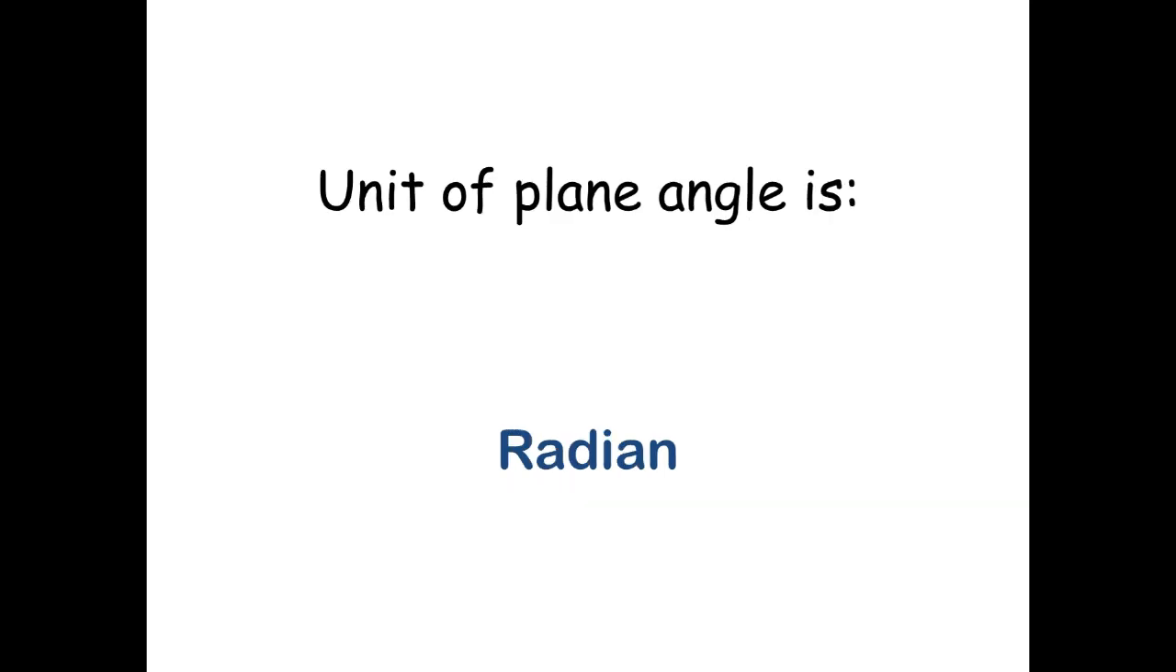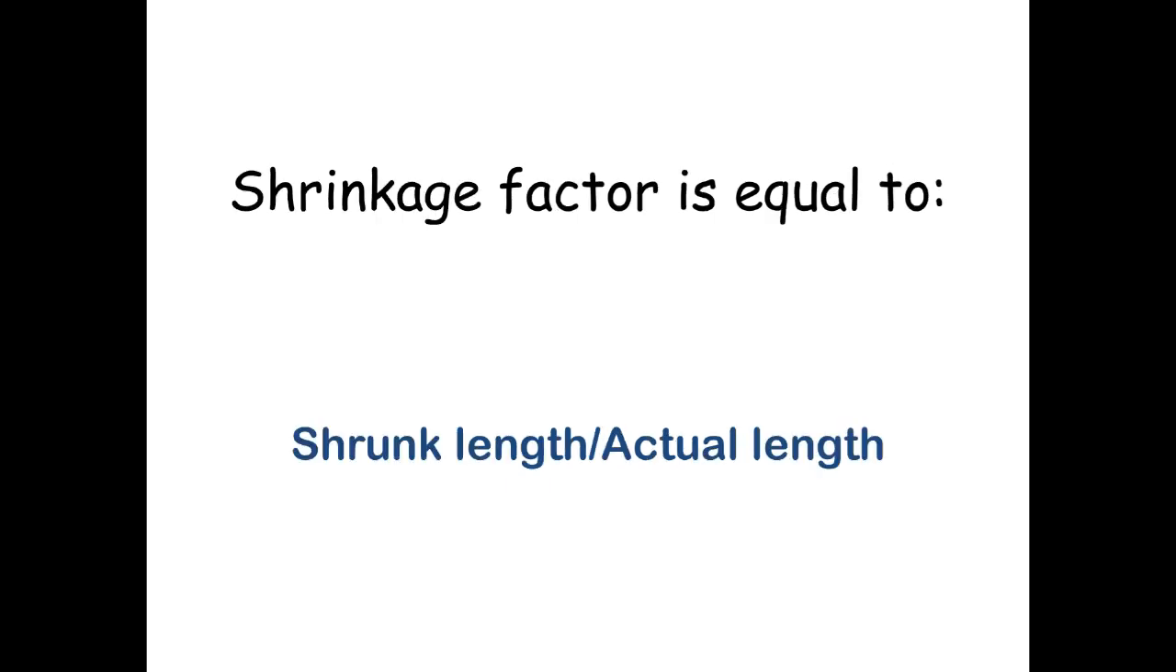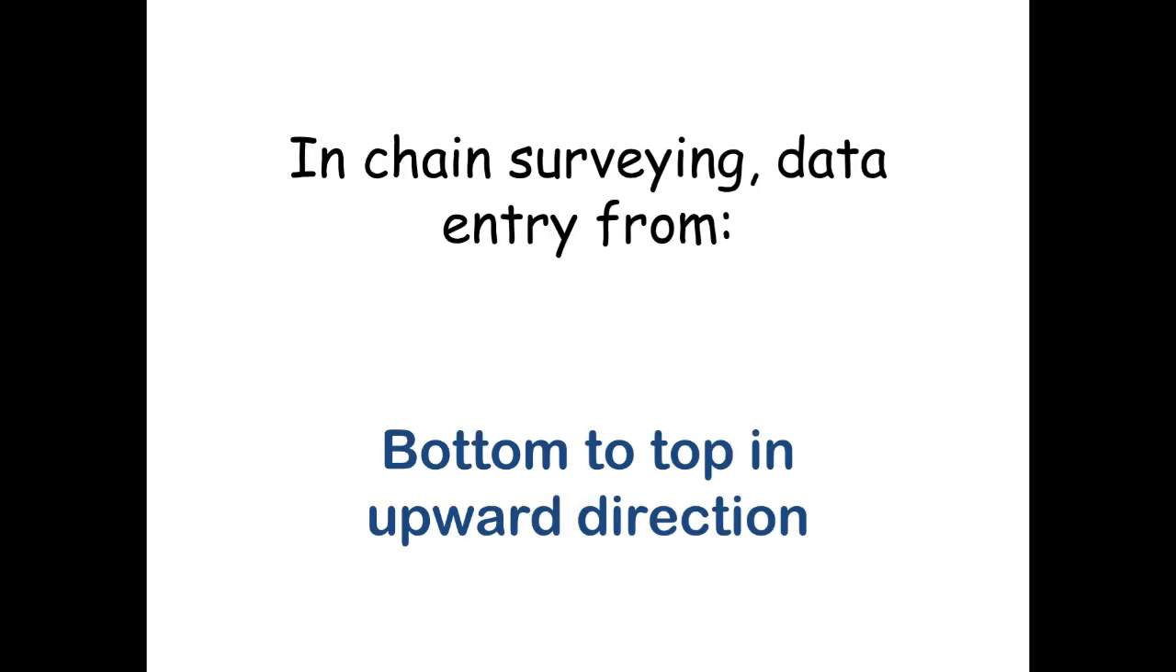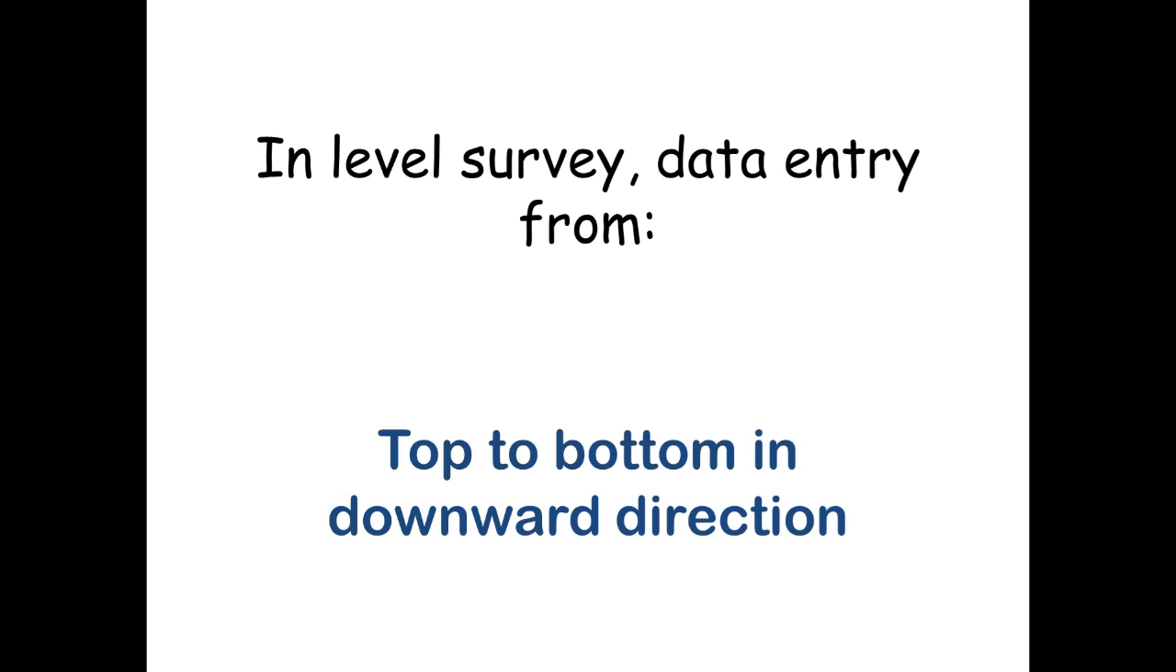Unit of plane angle is radian. Shrinkage factor is equal to shrunk length upon actual length. Plan is drawn on large scale. In chain surveying, data entry is from bottom to top in upward direction. In level survey, data entry is from top to bottom in downward direction.